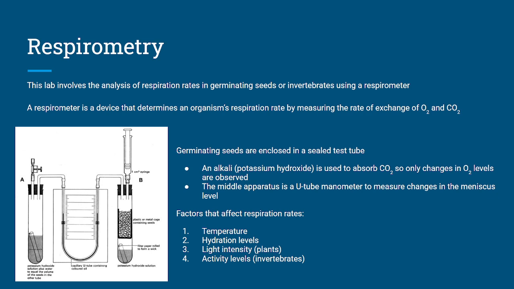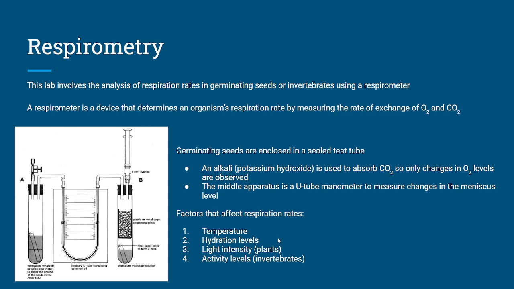In this lab, we will use germinating seeds that are enclosed in a sealed test tube. We'll have an alkali substance, such as potassium hydroxide, that is used to absorb the acidic CO2 gas so that only changes in oxygen levels are observed. And this ensures that our independent variable is highly measured and highly controlled.